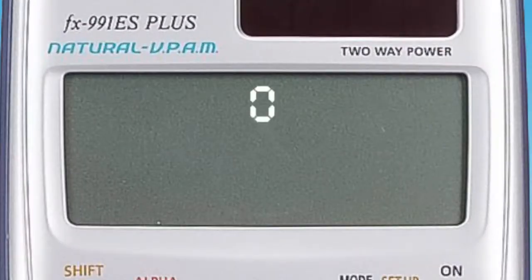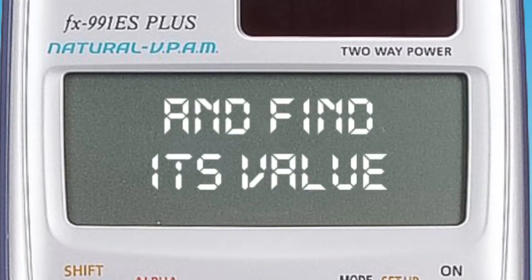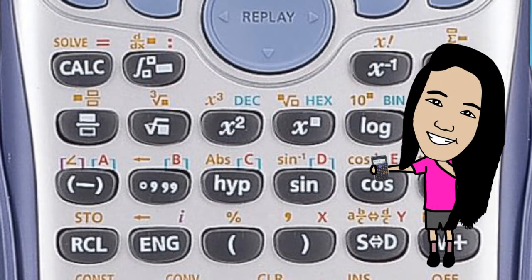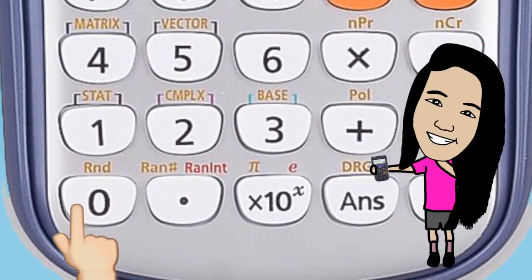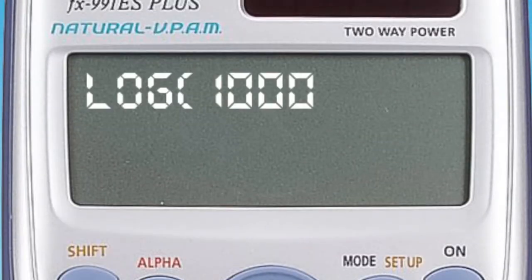First, we're going to talk about how to input numbers and find its value. For example, log 1000. We press the key function log, then 1000, then the equal sign. So, the value of log 1000 is 3.